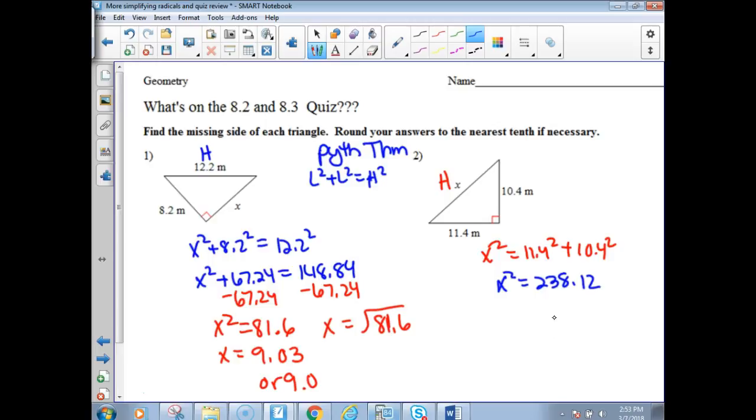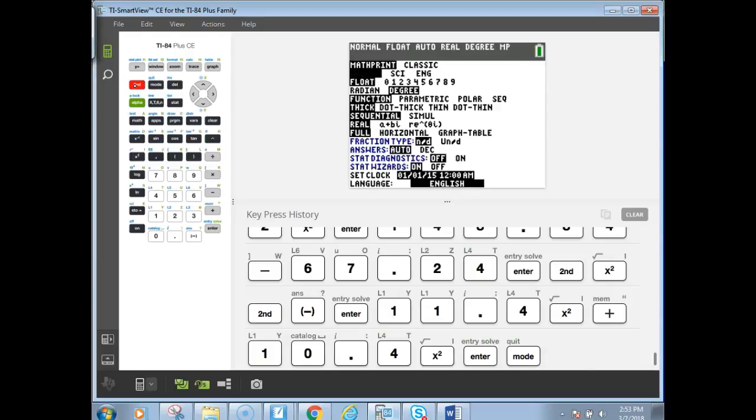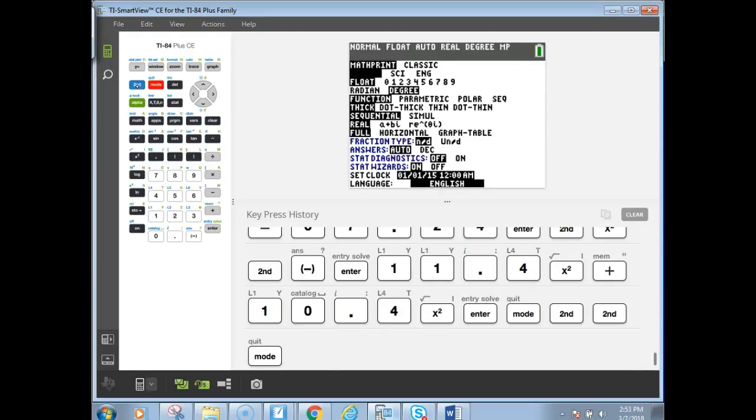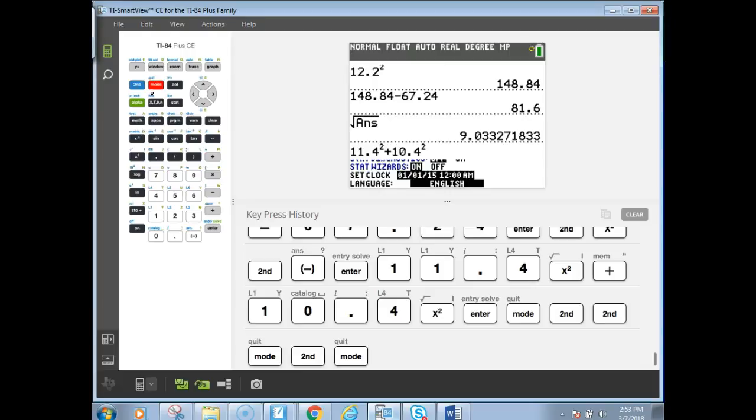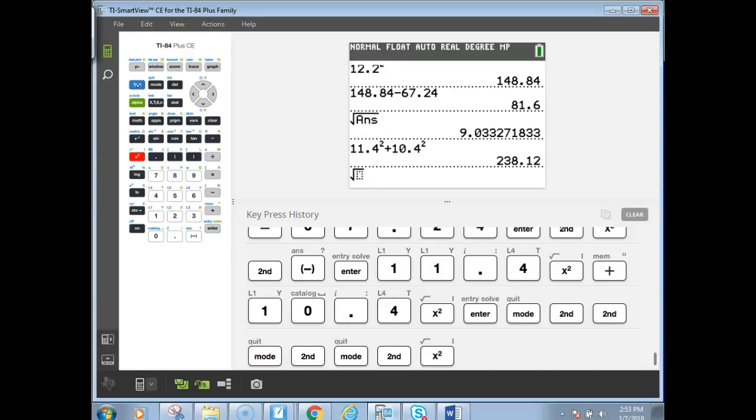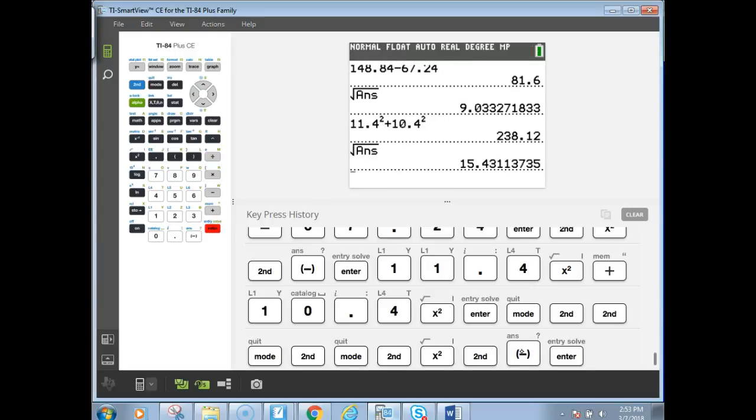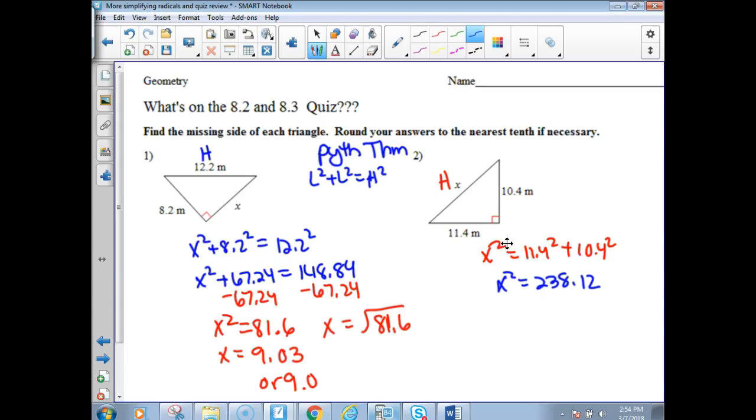You don't want to round. Now take the square root of exactly that. So you hit your second button, x squared button, and then put in that, I can hit second, negative sign, and I'll put in the last answer and hit enter. 15.4. Of course, you're welcome to type it in. Square root of 238.12, 15.4. And that would be in meters, both of these.